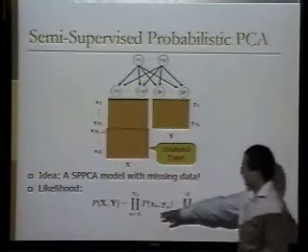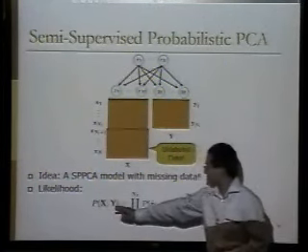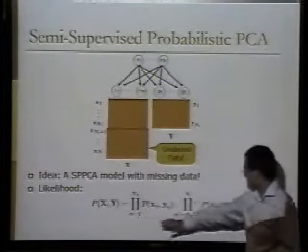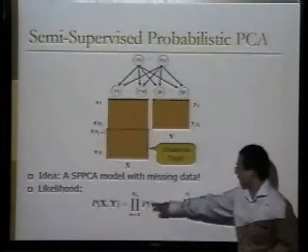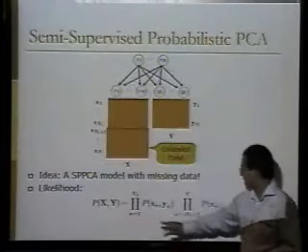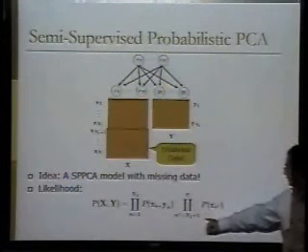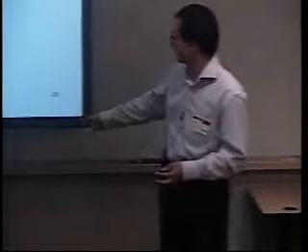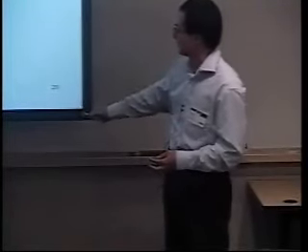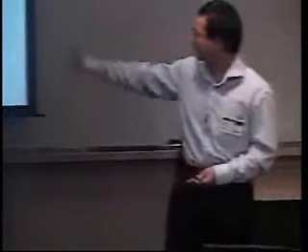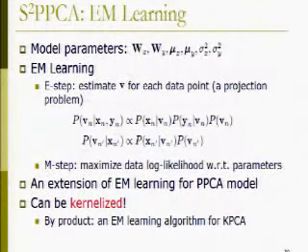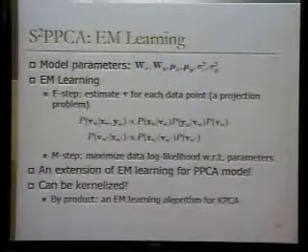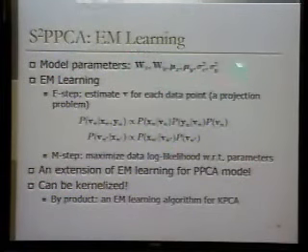So here is the likelihood of the model. This is all the inputs, this is some outputs. It's basically the product of two parts. The first part is the joint likelihood of xn and yn for the labeled data, and the second part is just the likelihood of the unlabeled data. So this part is a PPCA likelihood, and this is a supervised PPCA likelihood. It's just the product of both. So you can do a very elegant EM learning to optimize the model.